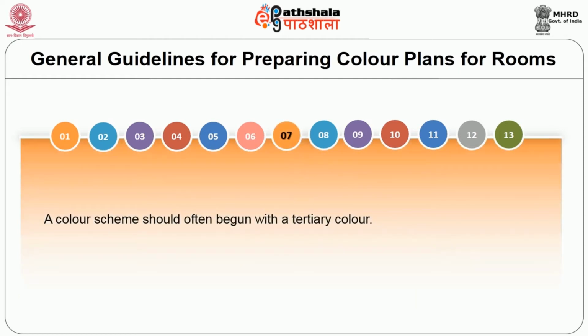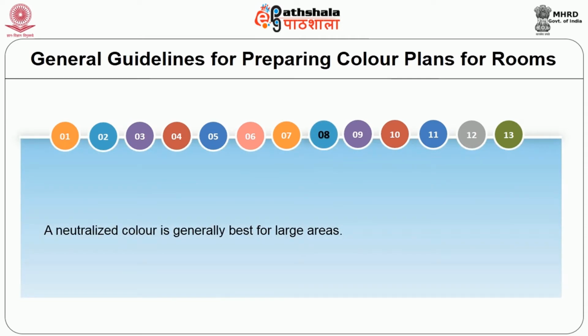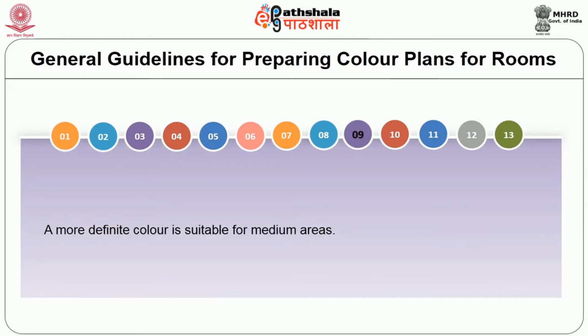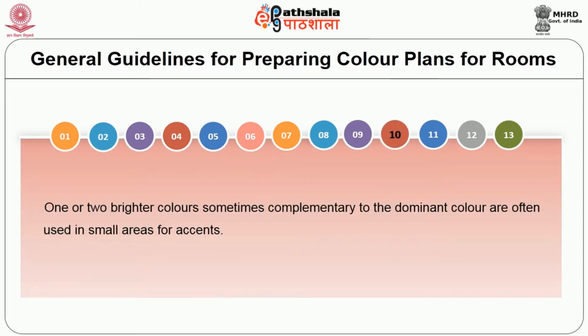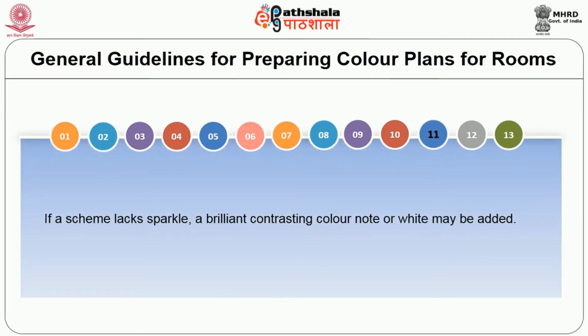A color scheme should often begin with a tertiary color. A neutralized color is generally best for large areas. The more definite color is suitable for medium areas. 1 or 2 brighter colors, sometimes complementary to the dominant color, are often used in small areas for accents. If a scheme lacks sparkle, a brilliant contrasting color note or white may be added.